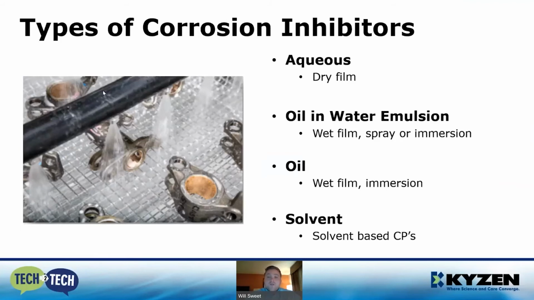And finally, there are also solvent-based CPs, or corrosion protectors, corrosion inhibitors. Typically, you only see those in vacuum degreasing operations. It's a wax-based material, and those are what's left on in the final phase of vacuum degreasing applications.